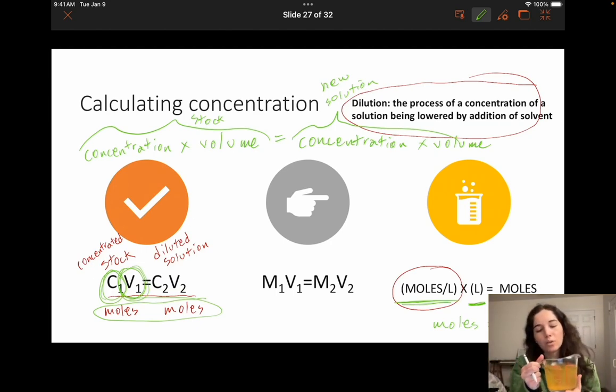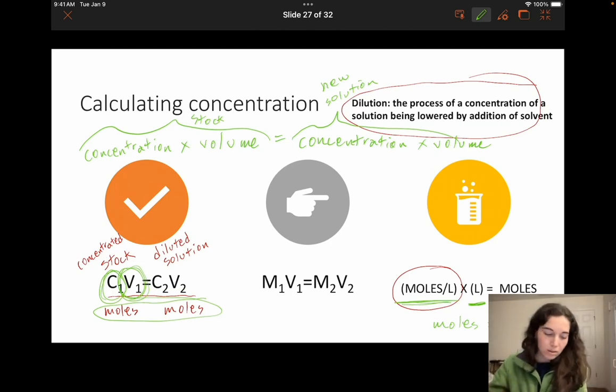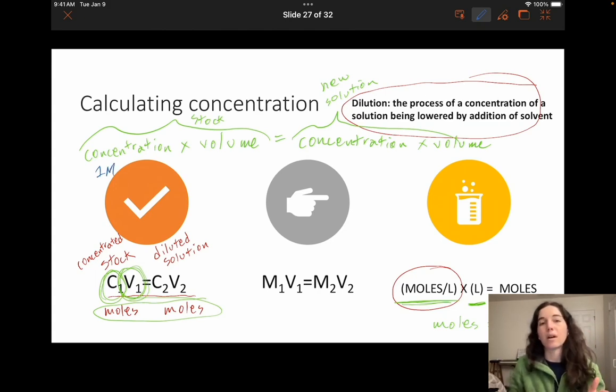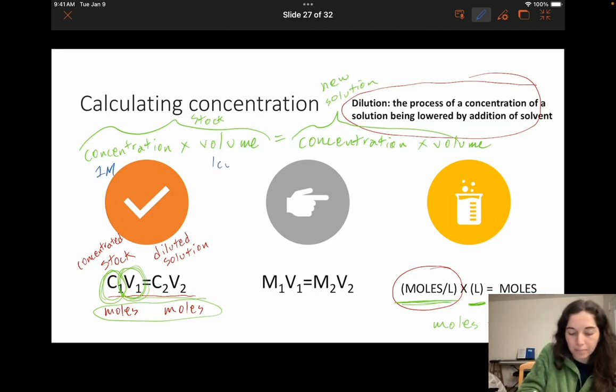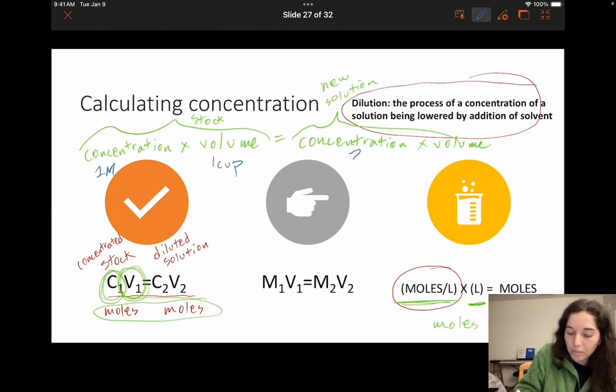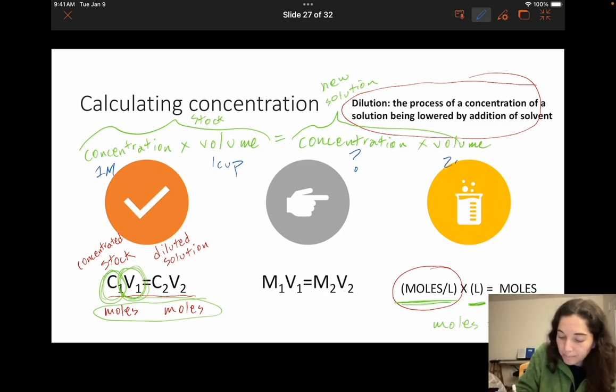So let's assume that the concentration of the initial stock that was done here before I added water was 1 molar. So let's say it was 1 molar. This belongs to our stock. The C1 and the V1 belong to the stock. The volume was 1 cup. The new concentration of our solution, we do not know. The new volume, however, I added another cup of water, is at 2 cups.